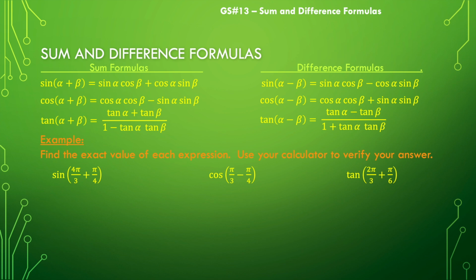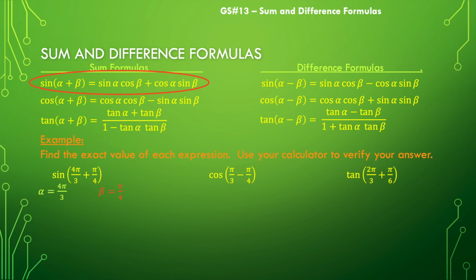So this is the same exact process. We are going to go a little bit quicker since we've looked at some examples before. We are going to examine these examples and say, okay, well, this is the sine of a sum. So we'll look at the sum formula for sine, and then we'll identify our alpha and beta. Alpha is 4 pi over 3, and beta is pi over 4. And then we'll sub those things into our formula.